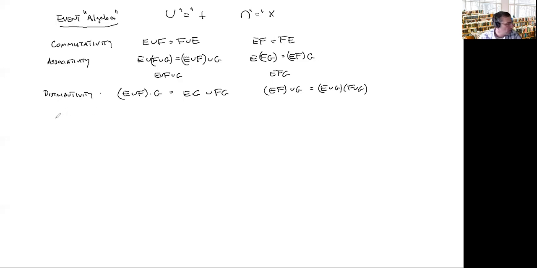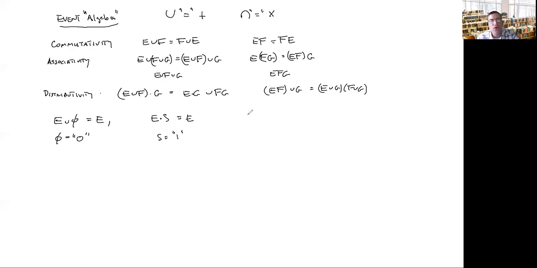Okay, there are a couple of more interesting identities. For example, if we take E union the empty event, you always get back E. So the empty set is acting like the additive identity 0. And then we also have E S equals E. E intersect S, the sample space, is E, so S is acting like 1 in this case.